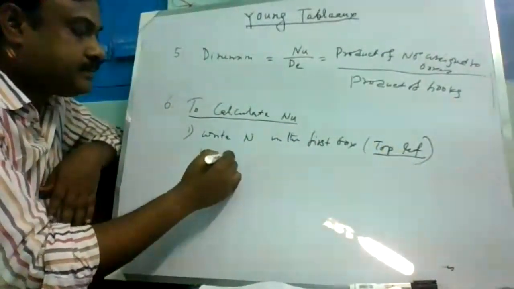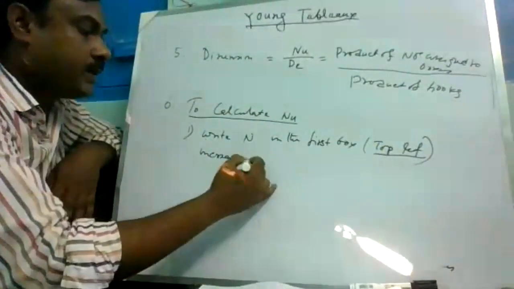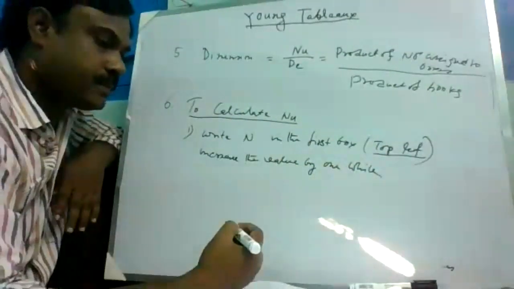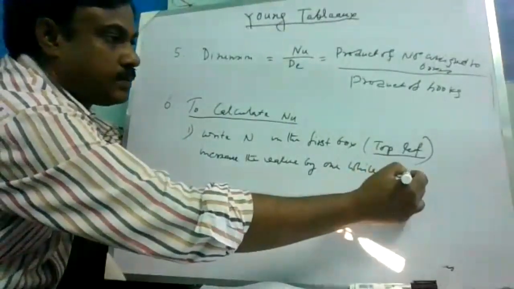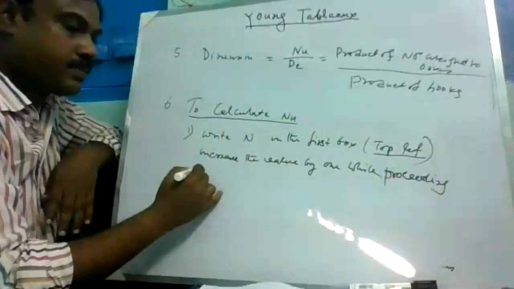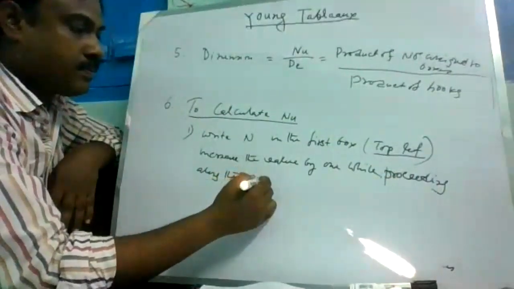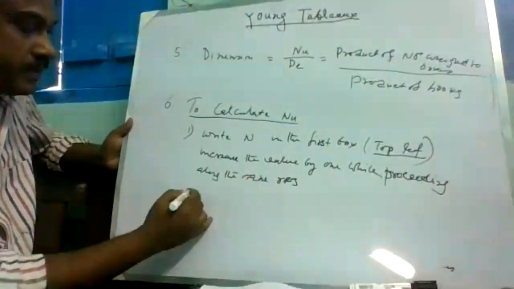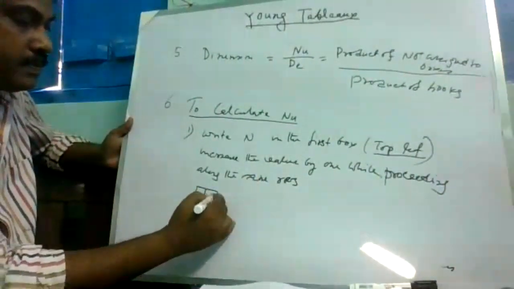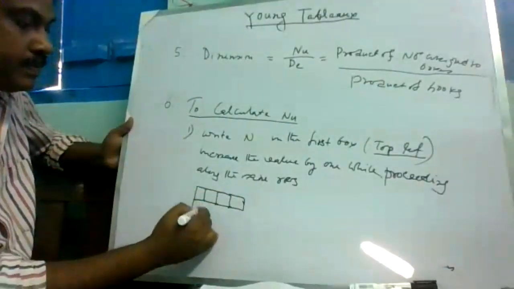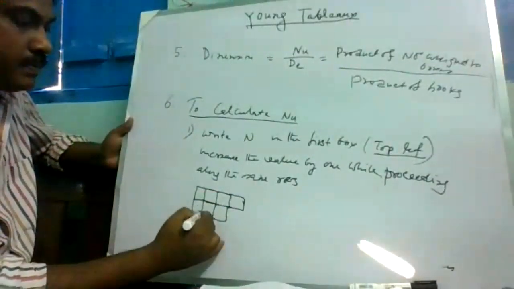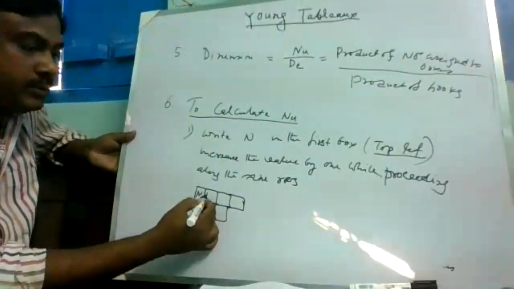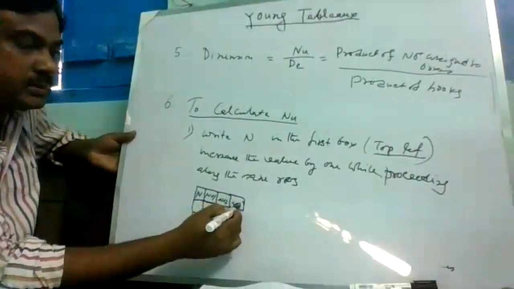And increase the value by 1 while proceeding along the same row. Say for example, let us take an example. This is a Young tableau. So first write number n here. So this will be n plus 1. This will be n plus 2, this will be n plus 3.